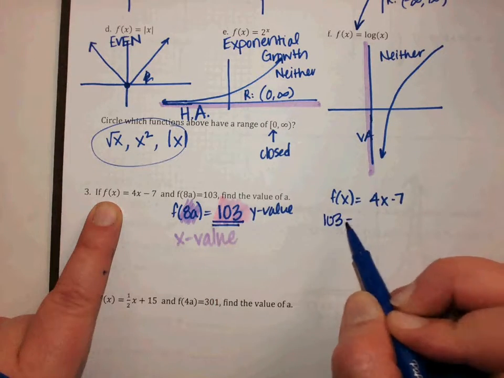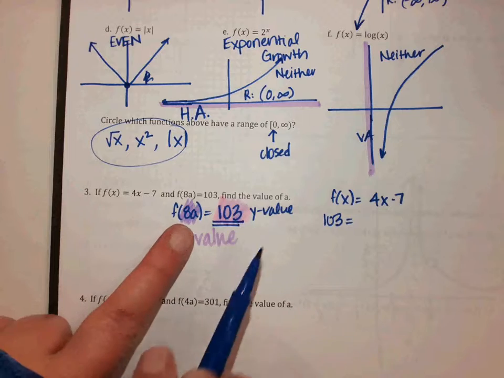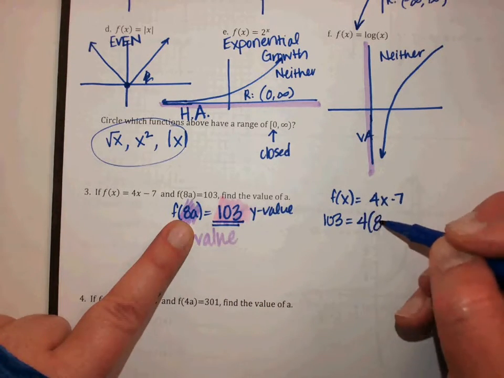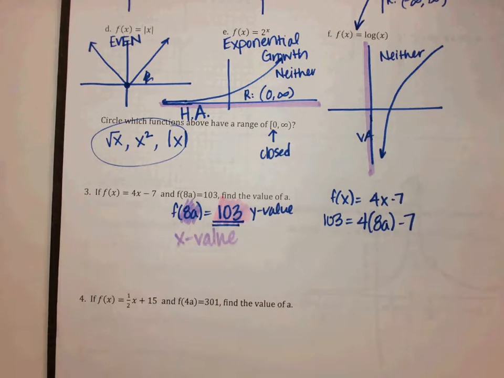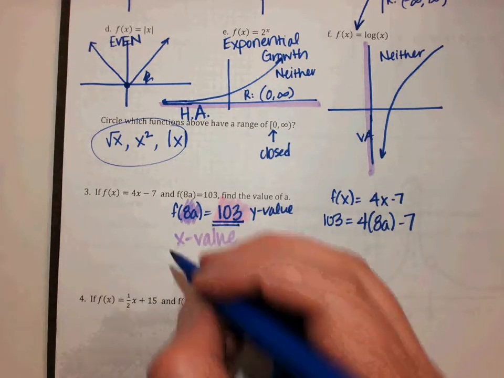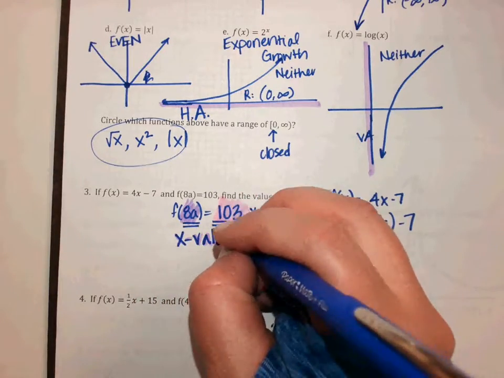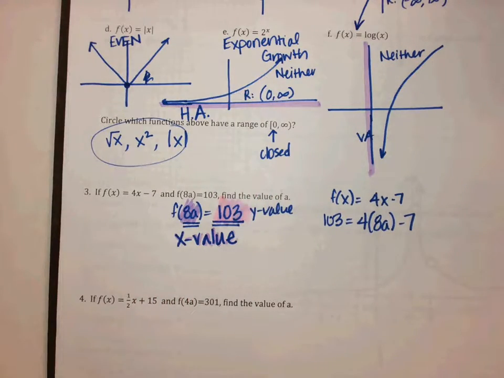103. And then what am I putting in the x spot? 8a. So I'd have 4 times 8a minus 7. So this part is going in as your x value, and then the answer is going in as your y value. Then from there, you're just solving.